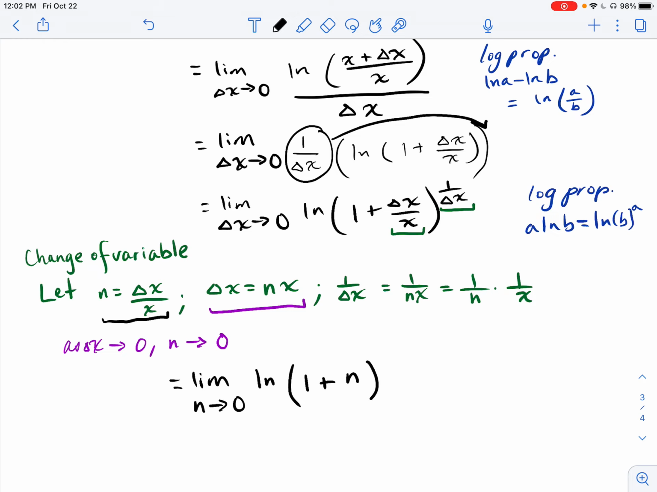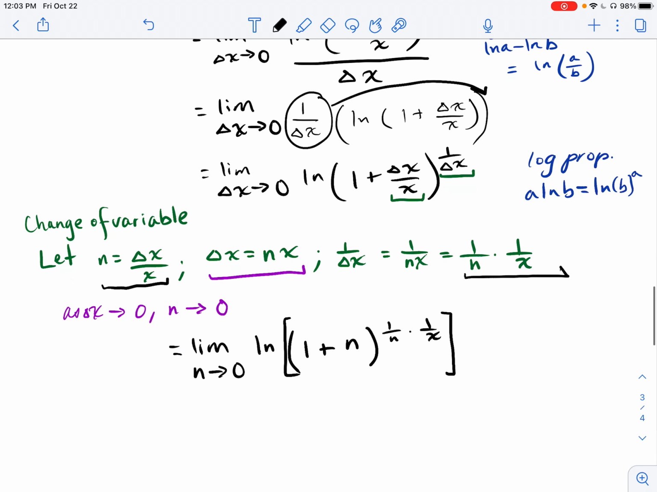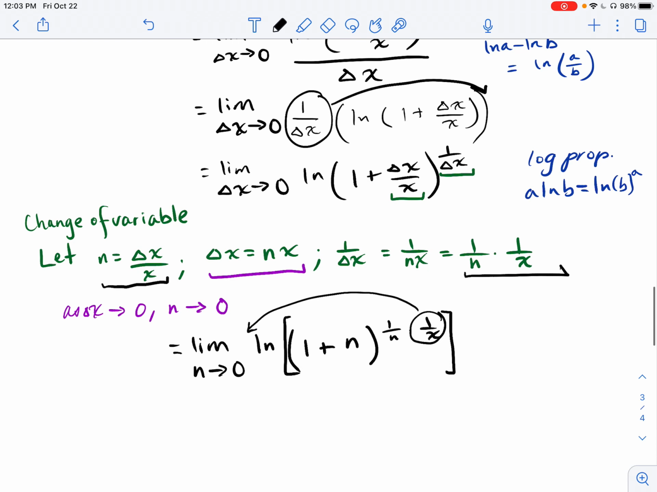And we're raising this to the 1 over delta x power, which we redefined here as 1 over n times 1 over x. So we're raising this to the 1 over n times 1 over x power. Just to be clear, this is the natural log of this entire argument here. Well, just like we did before, we can move this power over to the front. And why am I not moving that 1 over n?